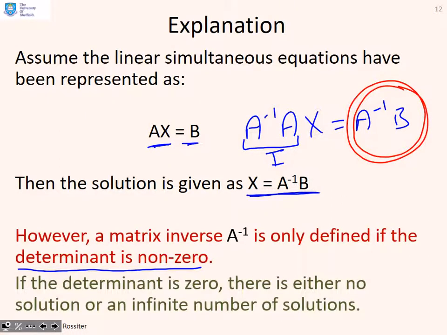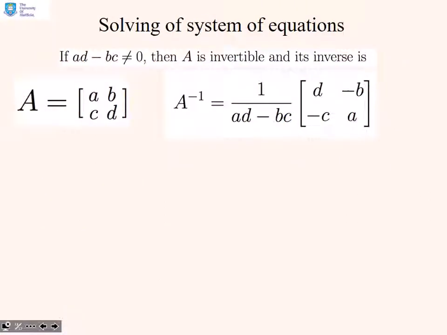If the determinant is 0, then either you have no solution or an infinite number of solutions, and we're not going to investigate that, but you just need to know, check, is the determinant 0? So let's see how we can solve our system of equations using the matrix inverse.